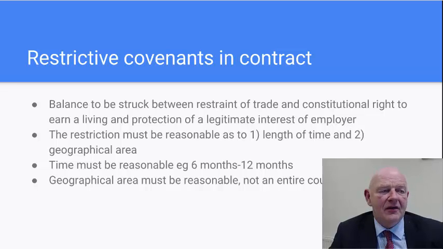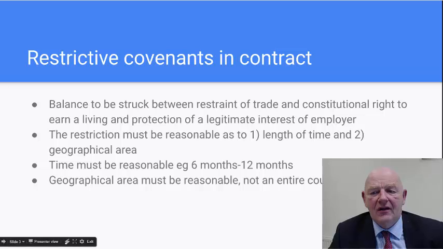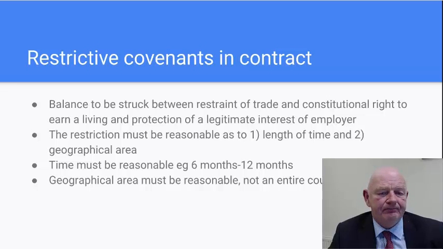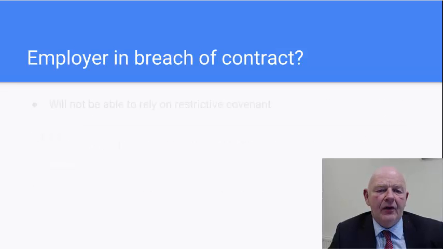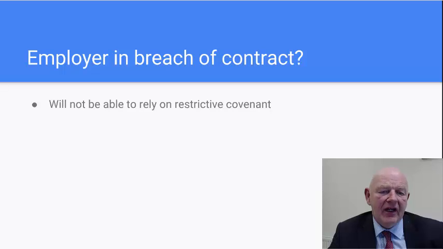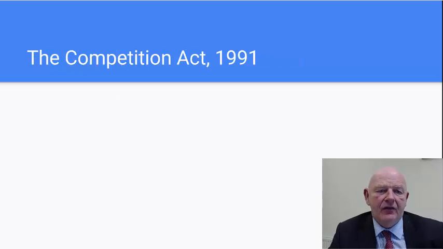Now, it is possible that you might be able to enforce one in relation to an entire country in particular circumstances, but by and large, employees, when they leave the job, are entitled to earn a living. They have a constitutional right to earn a living, and therefore the geographical restriction must be reasonable. If the employer is in breach of contract, then he will not be able to rely on any restrictive covenant.